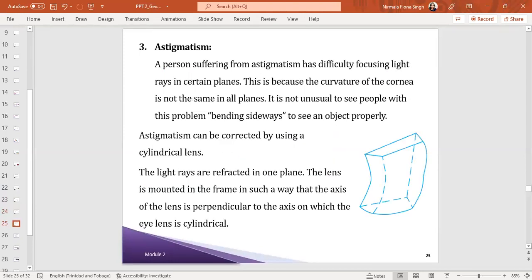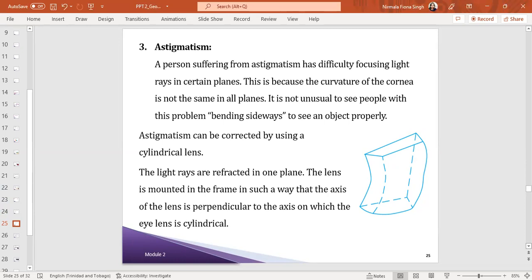All right, astigmatism. This is a different problem from myopia and hypermetropia. Hypermetropia and myopia are usually associated with the muscles and the lens not being able to work properly. Astigmatism comes from the cornea itself. So let's read. A person suffering from astigmatism has difficulty focusing light in certain planes. This is because the curvature of the cornea is not the same in all planes. It is not unusual to see people with this problem bending sideways to see an object properly.